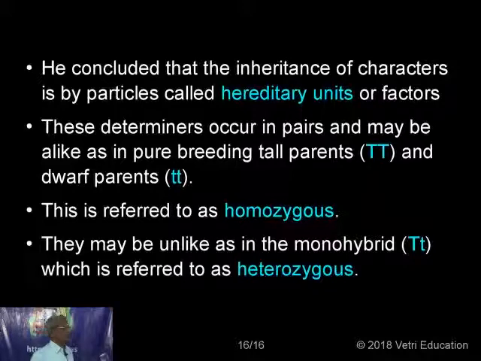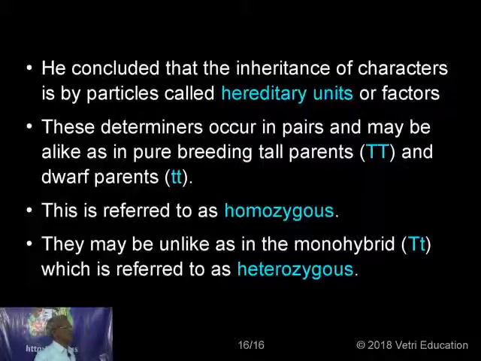So he concluded that the inheritance of a character is by particles called hereditary units or factors. These determiners occur in pairs and may be alike, as in pure breeding tall plants and dwarf plants. This is referred to as homozygosity, and they may be unlike, as in the monohybrid, which is referred to as heterozygosity. Okay, so I will give some explanation for this.